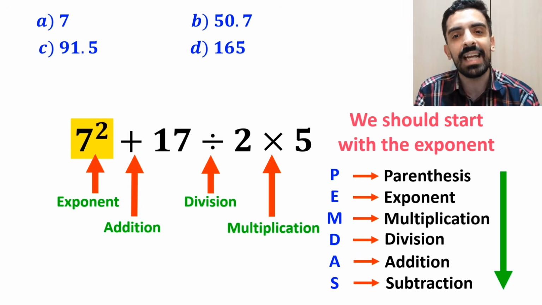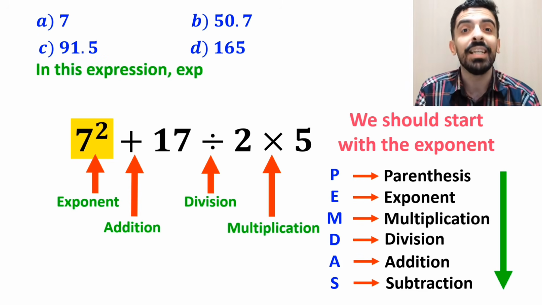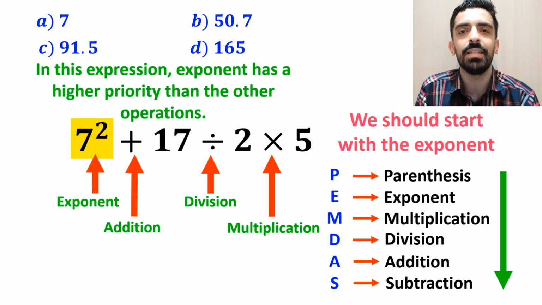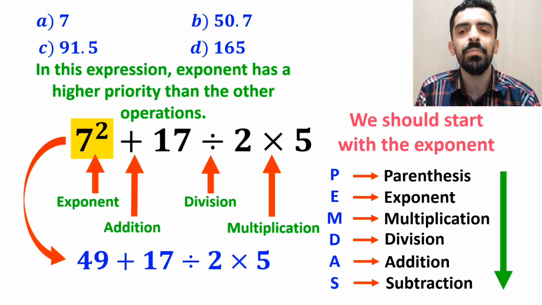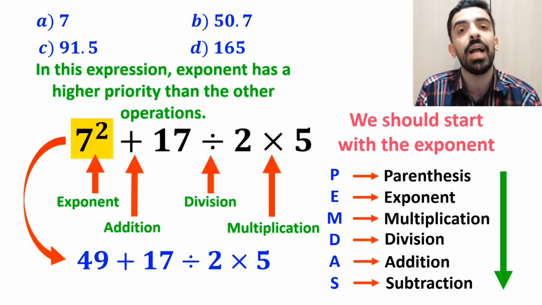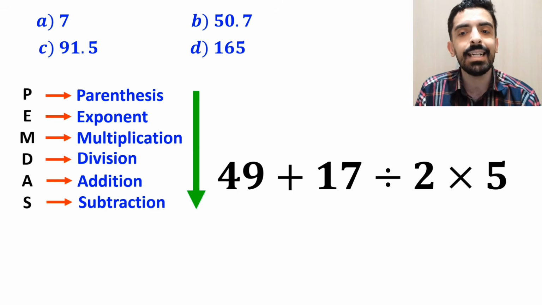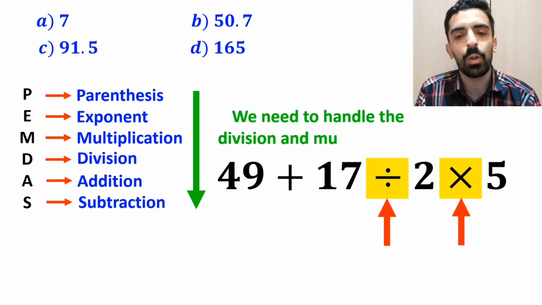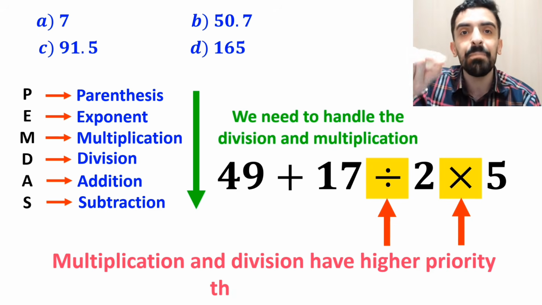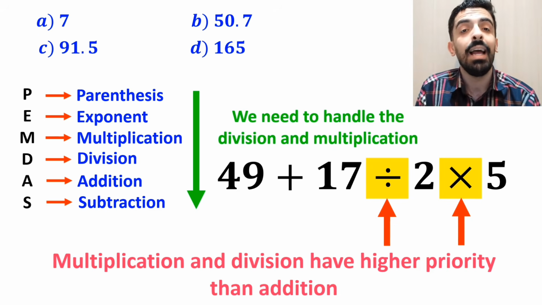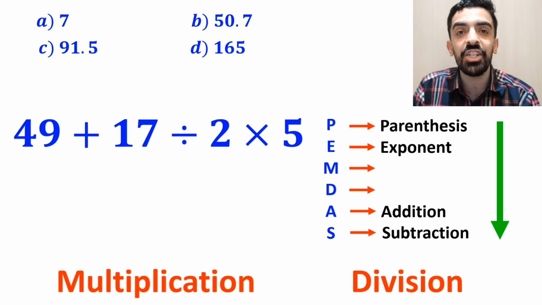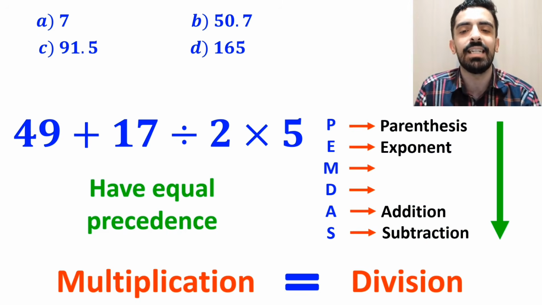We should start with the exponent because in this expression, exponent has a higher priority than the other operations. So, this expression simplifies to 49 plus 17 divided by 2 multiplied by 5. And the next step, we need to handle the division and multiplication, since multiplication and division have higher priority than addition. However, it's really important to understand that multiplication and division have equal precedence.